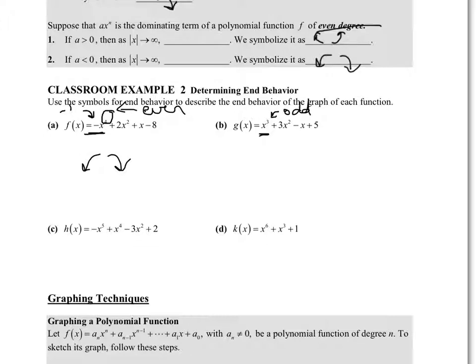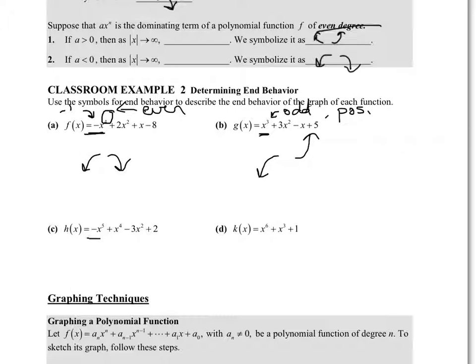So the fact that it is positive and it's odd tells me that it goes down on the left, up on the right. In other words, I would look at it and it would be increasing over the entire graph when I'm just looking at what happens on the ends. It's down on the left, up on the right, as long as it was positive. If it was negative, it would be reflected. It would be the other way around.